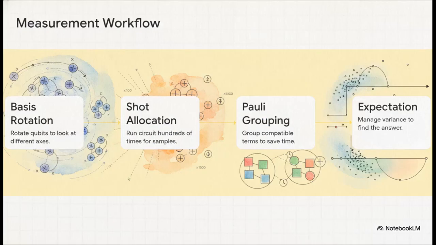Let's walk through the rigorous statistical workflow required just to get an answer out of the machine. First, basis rotation. You have to actively rotate your qubits before measuring so you can look at different axes. Second, shot allocation. You actually must run the circuit hundreds or thousands of times to gather enough statistical samples. Third, grouping. Grouping compatible measurement terms together to save QPU execution time. And finally, expectation estimation, managing the statistical variance to find your actual answer. So measurement isn't just reading a variable, it's a first-class operational bottleneck.